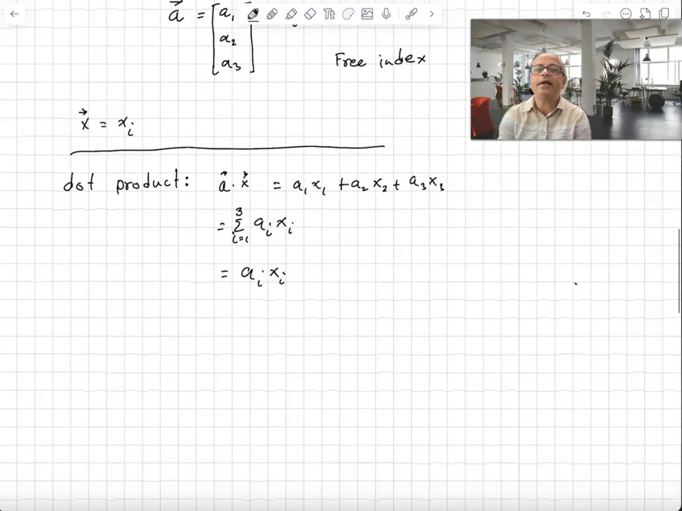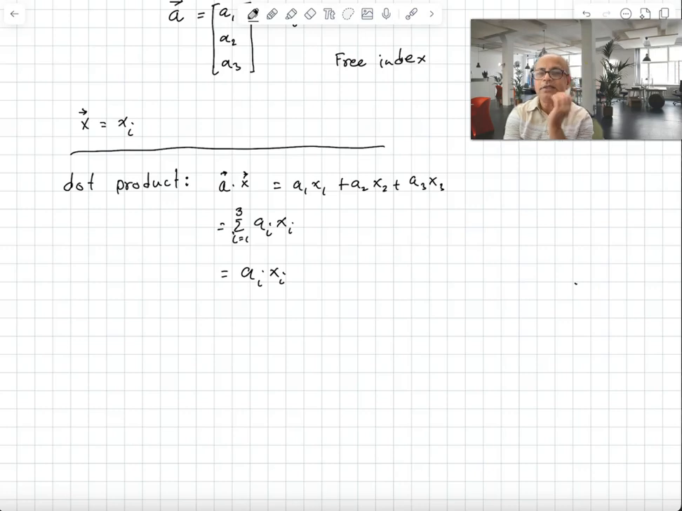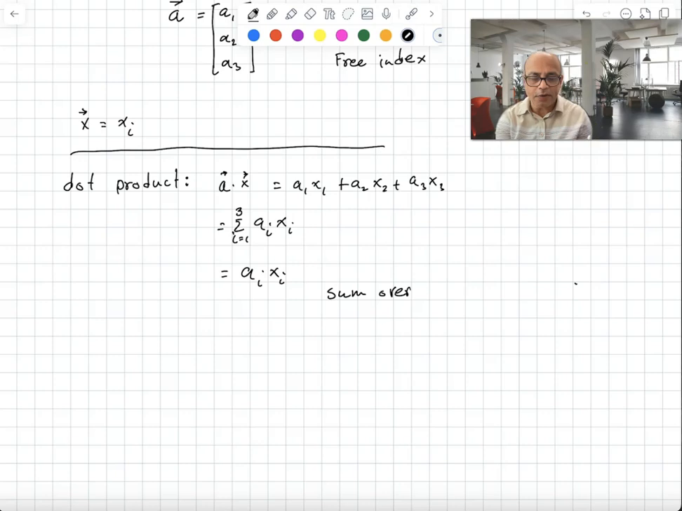And I'll make a convention here: if I have a product and there are two indices, and those indices are the same, then I will imagine that is a sum. So I'll say, sum over repeated index. If an index is repeated, I will take a sum.